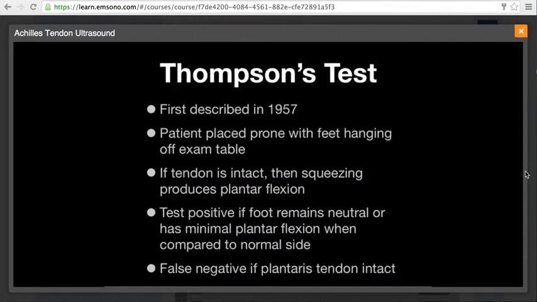I want to spend just a little bit of time going over the Thompson's test, since this is a well-described test dating back in the literature to 1957. You basically place the patient prone with their feet hanging off the exam table. If the tendon's intact, when you squeeze the calf, you get plantar flexion. The test is considered positive if the foot remains neutral or has only minimal plantar flexion when compared to the normal side. It's possible to have a false negative Thompson's test if the plantaris tendon is intact.